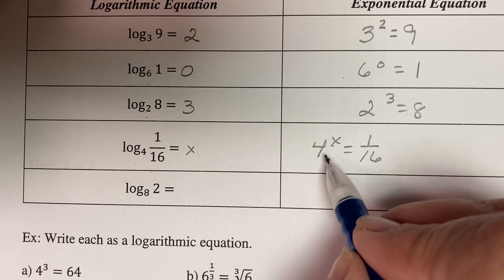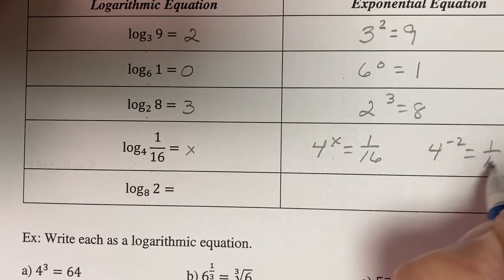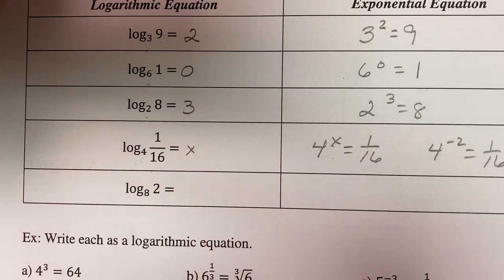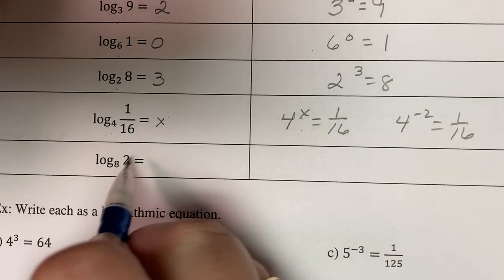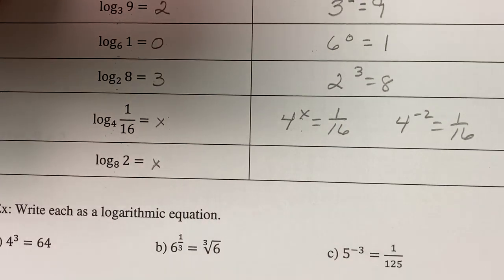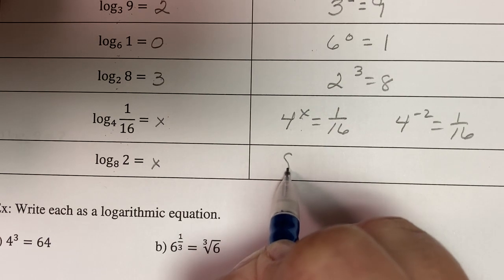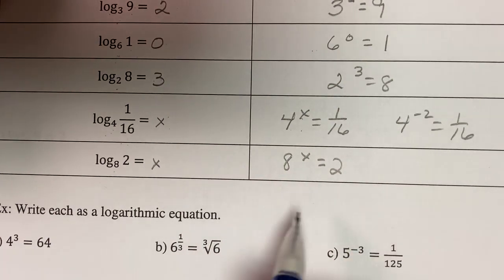Can you figure out what x is? 4 to the negative 2 power equals 1 over 16. And finally, 8 to what power equals 2? Let's put an x there as well. So it would be 8 to the x power is equal to 2.